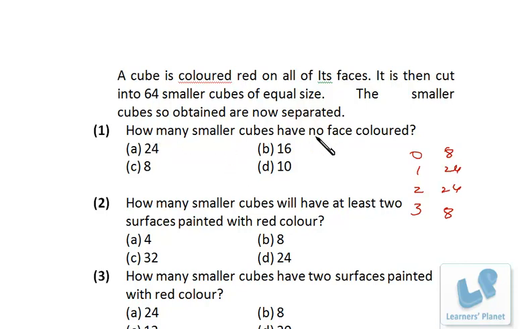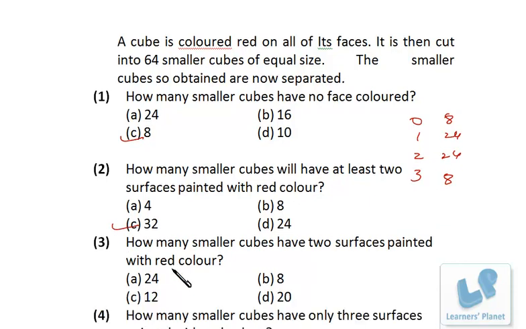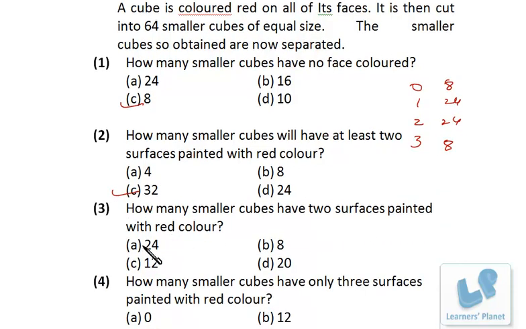Now let's answer. How many smaller cubes will have no face colored? 0, that's 8. How many smaller cubes will have at least 2 surface painted with red color? At least 2, that means 2 and more. That means 2 or 3. So 24 plus 8, 32. Okay. How many smaller cubes have 2 surfaces painted with red color? So that's 24. How many smaller cubes have only 3 surfaces painted with red color? That's 8. Okay, how much time we have taken to solve all these questions? Just 30 seconds we can answer all the 4 questions if we have found out this clearly. Okay, let's try the next one.